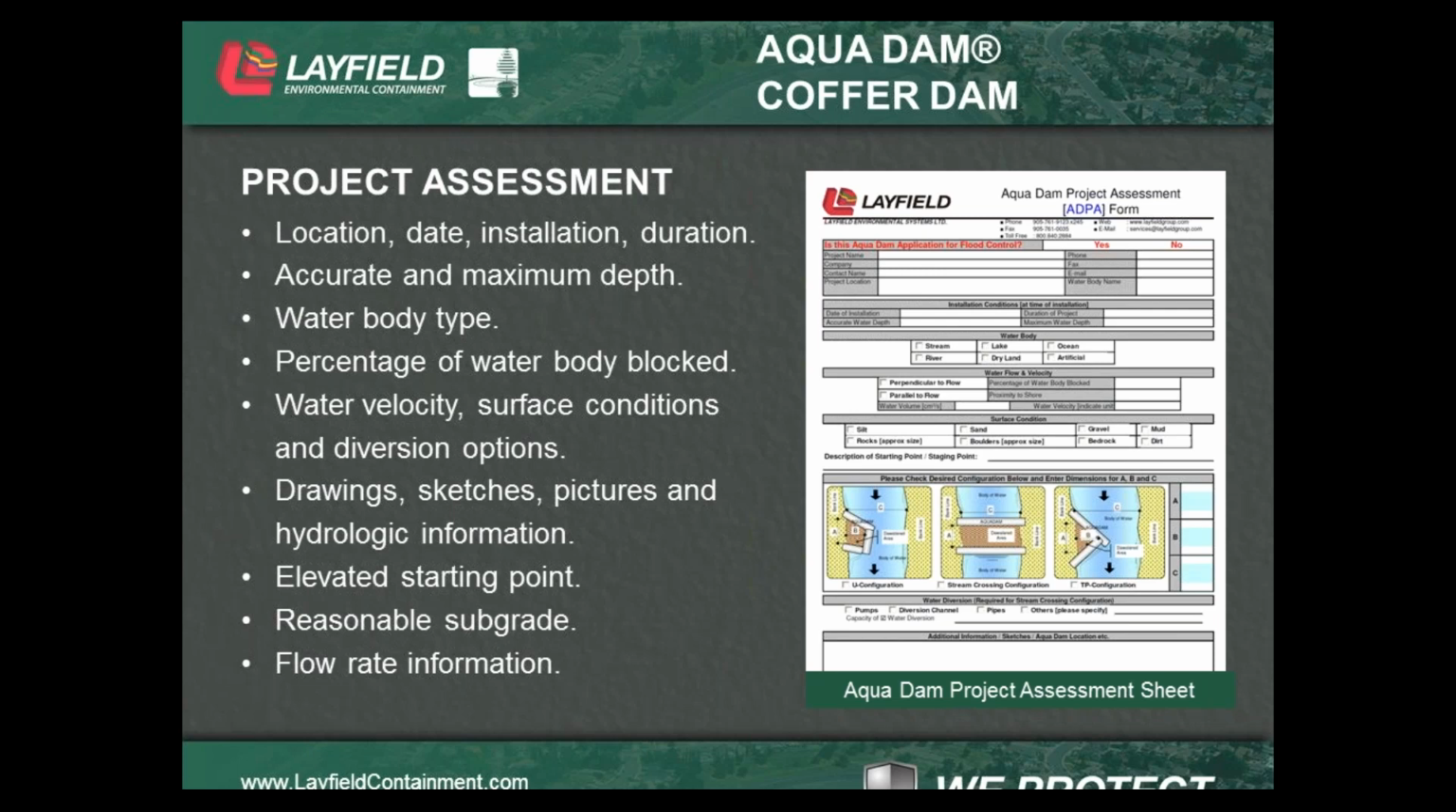Surface conditions: we're looking to figure out how much seepage are we going to see underneath the Aqua Dam. Are we going to get a really good seal of the Aqua Dam on the rocks or silts or whatever the stream bed is? And then how are you looking to divert your flow in moving water applications? Are you looking to utilize some kind of pumps, some kind of diversion channel, pipes, superflume? What are you looking at there?